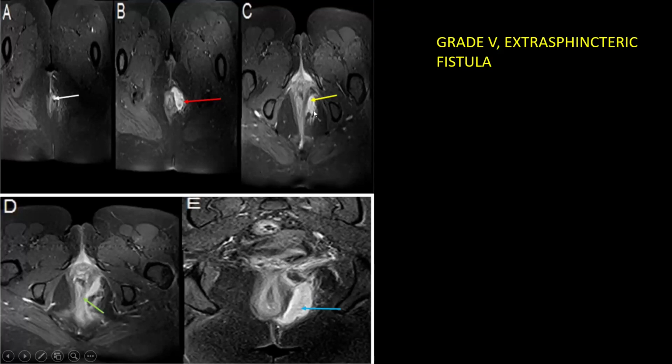So one common question is asked, when should you call it an abscess? When should you call it a fistulous tract? So what the literature says is 1.5 centimeters or 15 mm. Anything more than 15 mm becomes an abscess. Anything less than 15 mm becomes a tract.